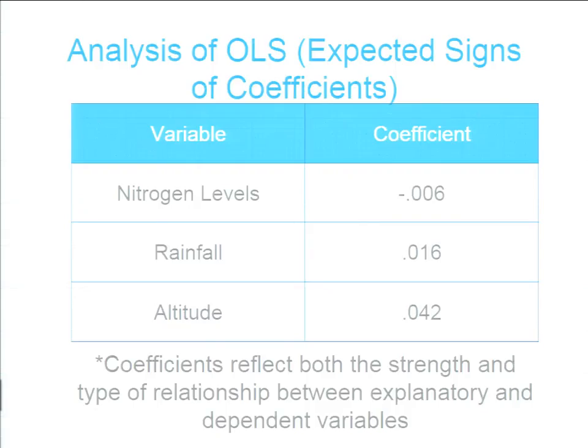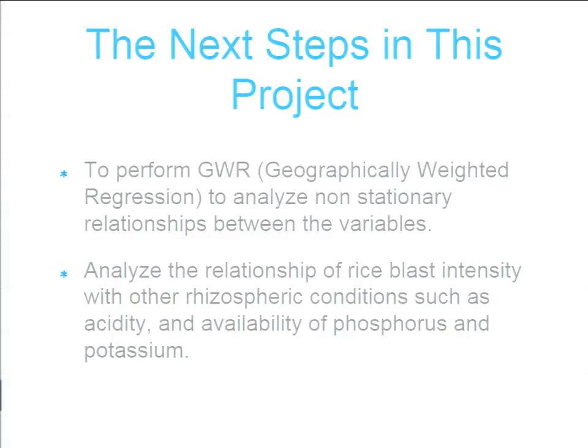The model also outputted coefficients, and coefficients reflect both the strength and the type of relationship between the three explanatory variables and rice blast. For instance, for nitrogen levels, there is a negative coefficient, meaning there's an inverse relationship between nitrogen availability and rice blast prevalence. But for rainfall and altitude, there is a direct relationship. The coefficient for altitude had the highest magnitude, meaning that it has the greatest effect on rice blast prevalence, which was really interesting.